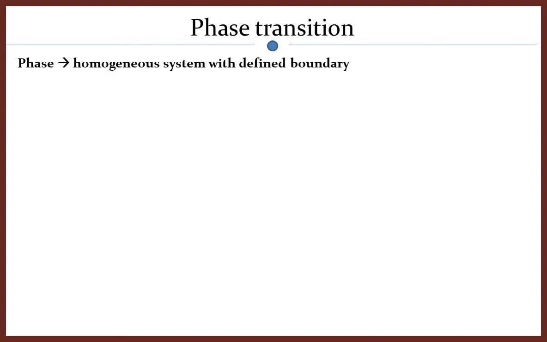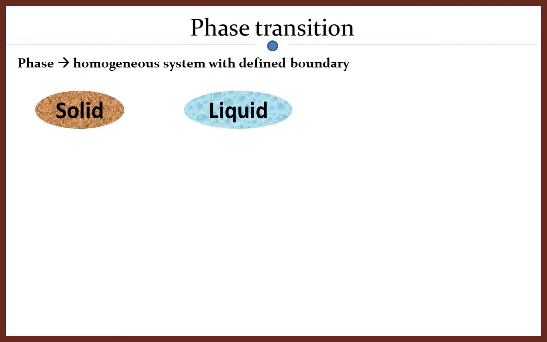Before going to phase transition, we need to understand what is a phase. We know a substance usually stays in solid, liquid or gaseous state. These states are referred to as phases. So how can we define a phase? A phase is defined as a system which is homogeneous and has a defined boundary. So solid, liquid and gas. Now we know the phase.